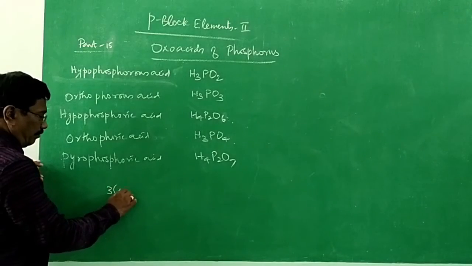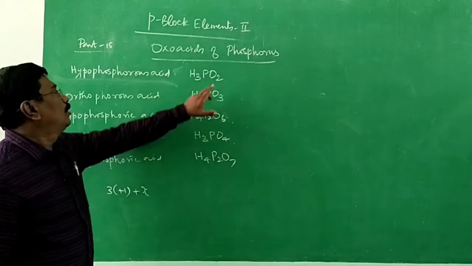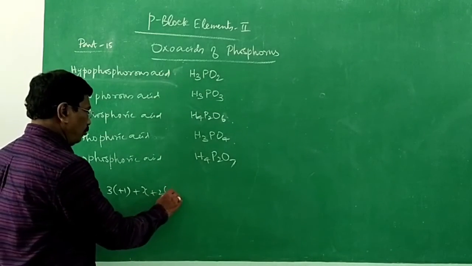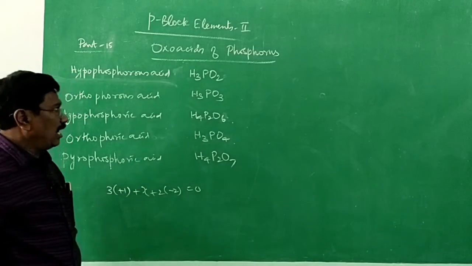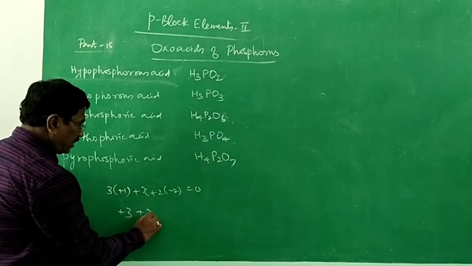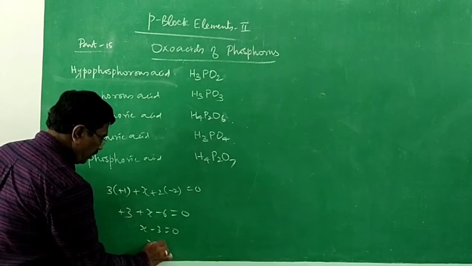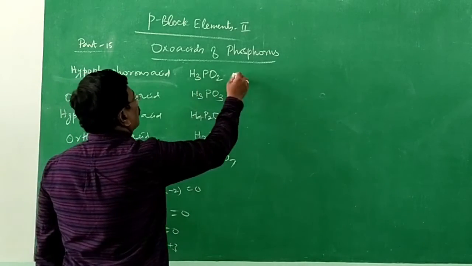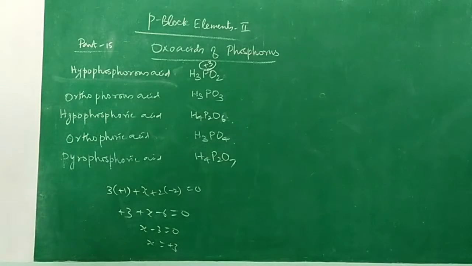3 hydrogen, 3 into plus 1. Phosphorus we don't know, X. 2 oxygen, 2 into minus 2. The sum should be equal to 0 because it is a neutral molecule and has no charge. So 3 plus X minus 4 is equal to 0. X minus 1 is equal to 0, so X is equal to plus 1. The oxidation number for phosphorus is plus 1. Alright, hypophosphorus acid.